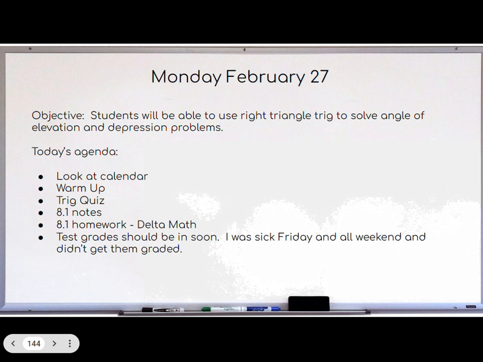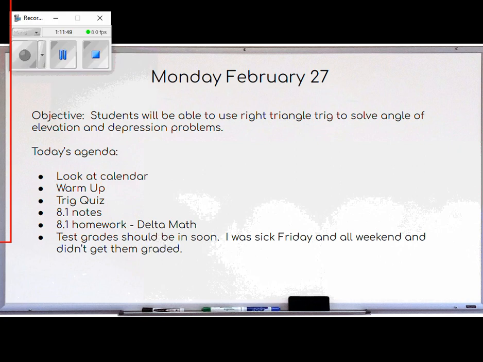All right, guys. We're starting skill 8 today. It is the last skill of the trig stuff. Okay. Ooh, I don't think I ever pushed stop on my recorder. Hold on.